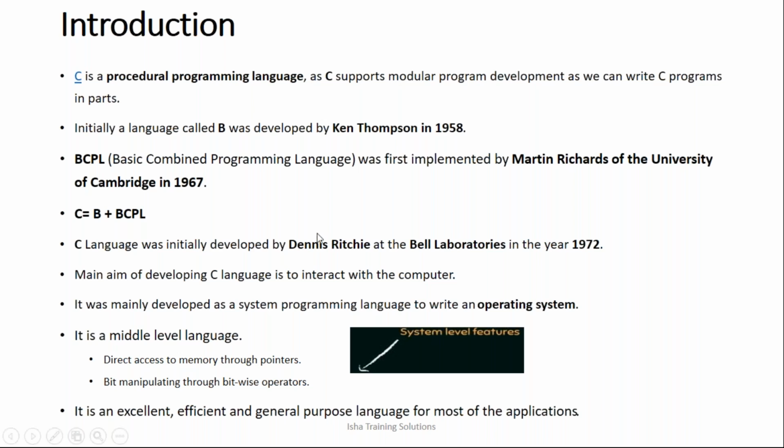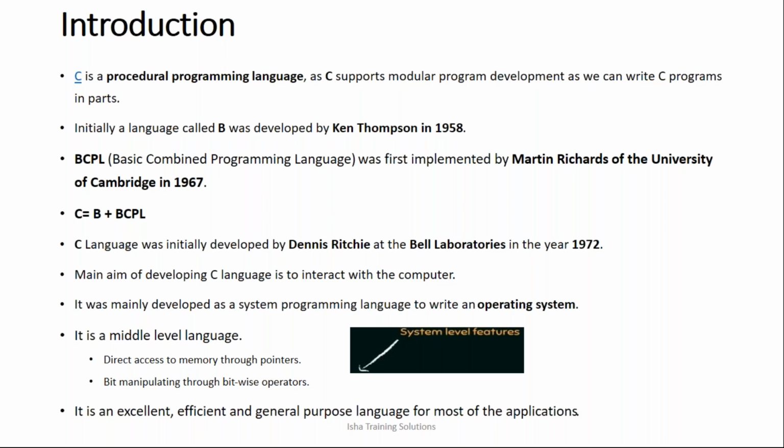So with the combination of Dennis Ritchie and Ken Thompson, this C programming language has been implemented. The main aim of developing C language is to interact with the computer. Just now what I'm saying is, a programming language, or a software, is simply nothing but an intermediate between the system and the user. So the aim of C language is to interact with the computer. The use of the C programming language is to make the user interact with the computer.